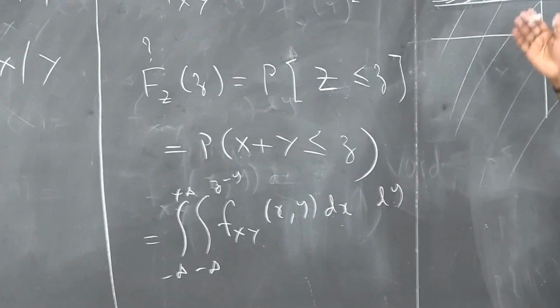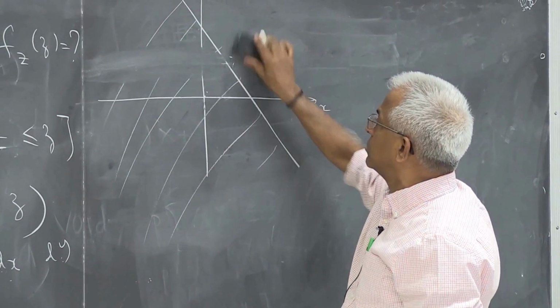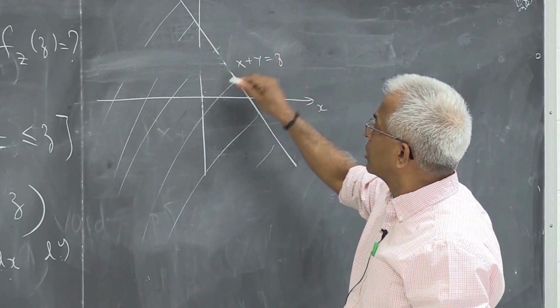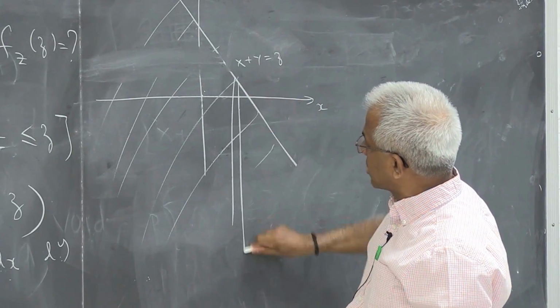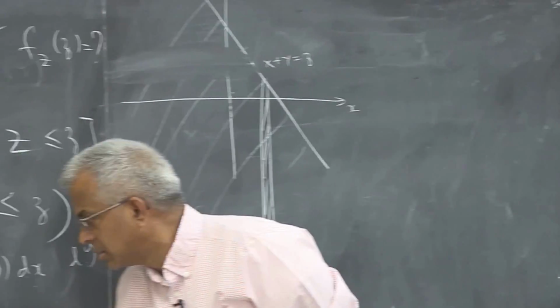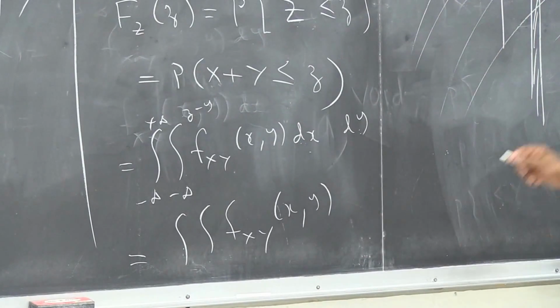But again, as I said, there was no reason to have taken a horizontal strip. I could have taken a vertical strip also. So the same thing, I should be able to write this as f_XY. You don't have to do both, but I'm saying you could have.